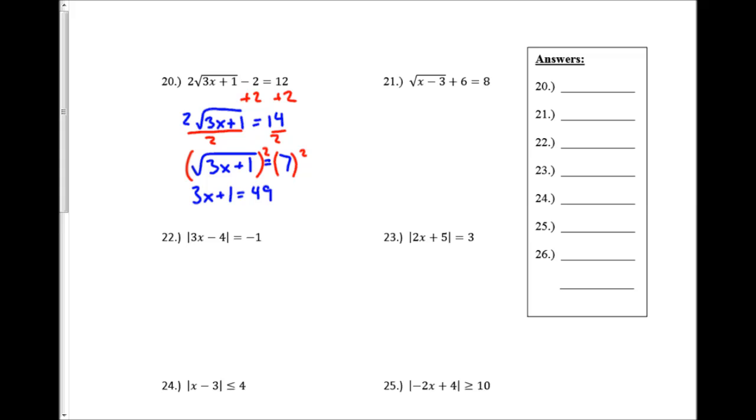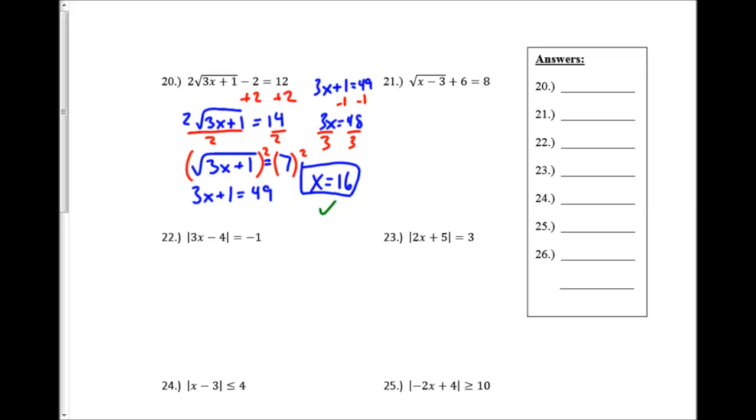And now I just have a linear equation to solve. I'm going to bring this one up here. That's 3x plus 1 equals 49. I subtract the 1 from each side. So I find out that 3x equals 48. I divide each side by the 3. So I find out that x equals 16. And the last thing I do is plug it back in and check it. 3 times 16 is 48, plus 1 is 49. Square root of that is 7. Times 2 is 14, minus 2 is 12, so that one works. You have to check for extraneous solutions.